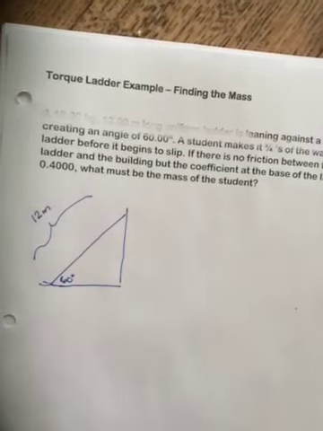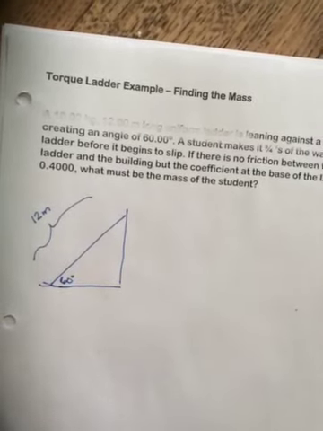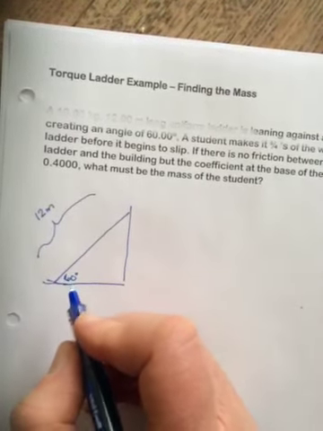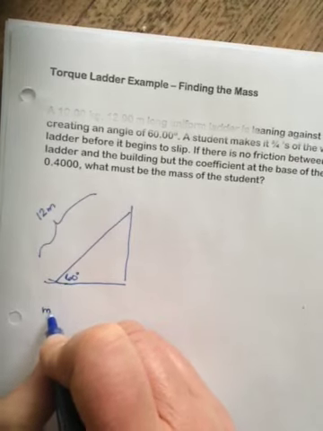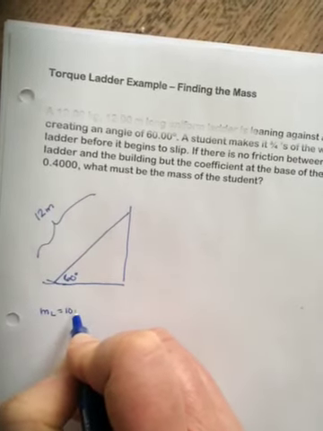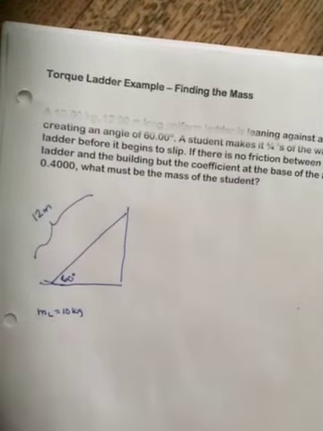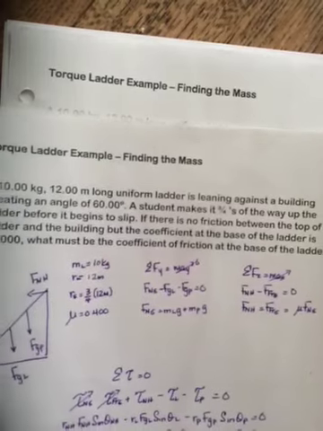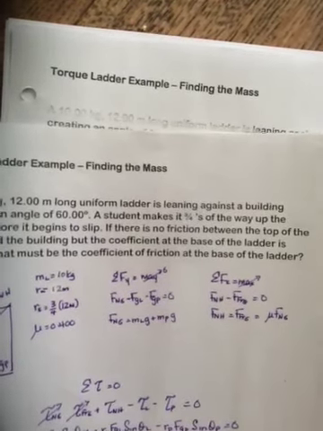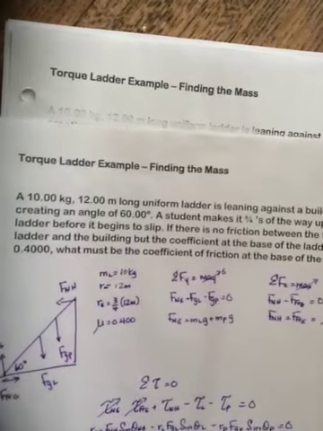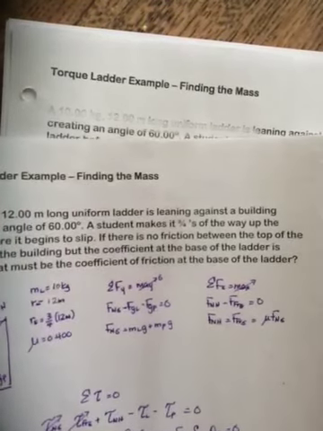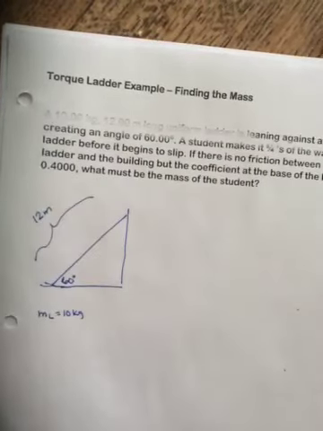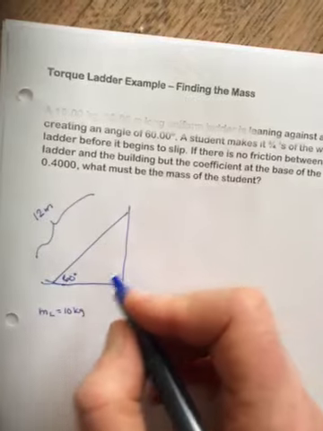Okay, so here's my ladder, 12 meters long, creating an angle of 60 degrees. And the question on this sheet, it's a little blurry, but it tells us the mass of the ladder is 10 kilograms. Okay, bringing back the non-blurry sheet. A student makes it 3/4 of the way up the ladder before it slips. If there's no friction between the top of the ladder and the building, the coefficient at the base is 0.4. Oh, and there's an error in the question. What must, not in this one though, what must the mass of the student be?